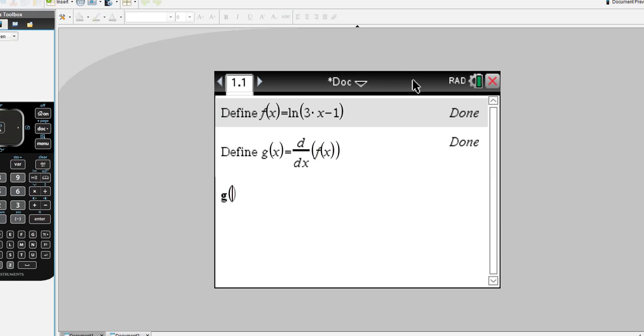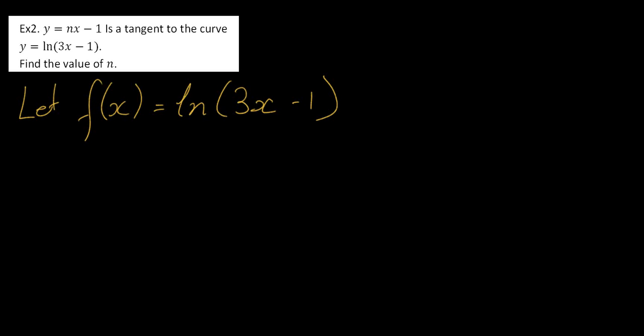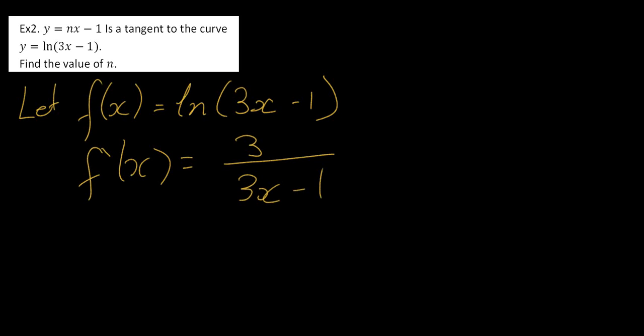If I write g of x, it's immediately clear that this expression is the rule for the gradient function f dash. So let's just write that down first, because it's pretty useful information. f dash of x is equal to 3 on 3x minus 1.